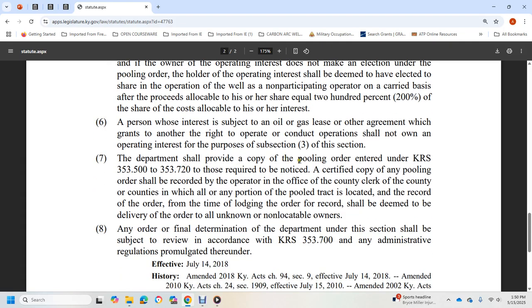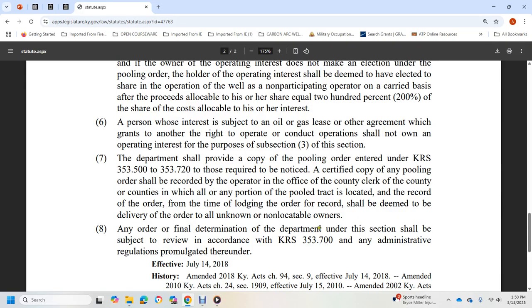7. The department shall provide the pooling order as required by the notice under Kentucky Revised Statute 353.500 to 353.720. A certified copy of the pooling order shall be recorded by the operator in the office of the county clerk of the counties in which any portion of the pooled tract is located. From the time of lodging of the order for record, the order shall be deemed to be delivered to all known and non-locatable owners.